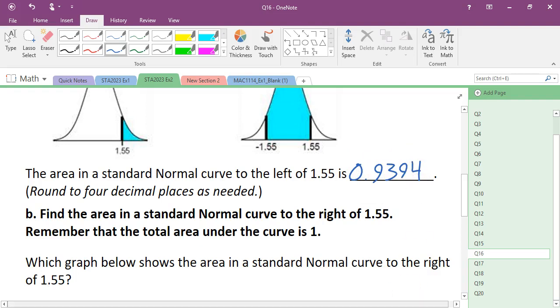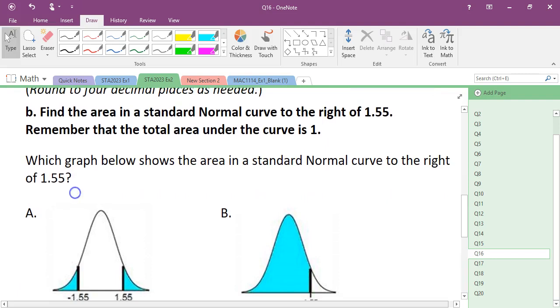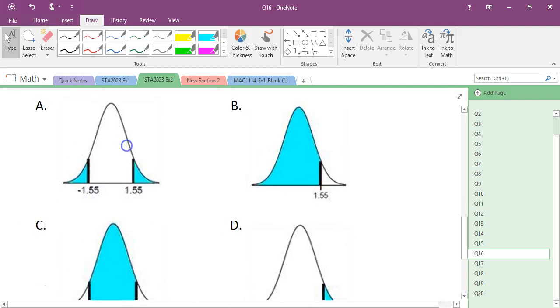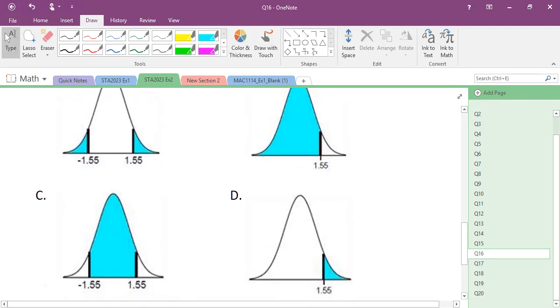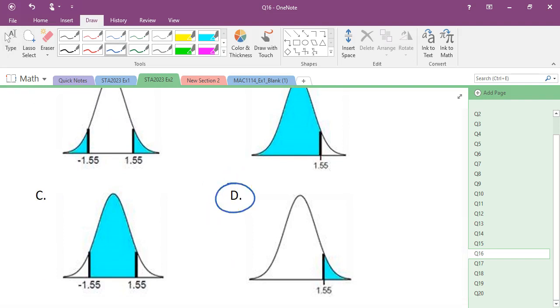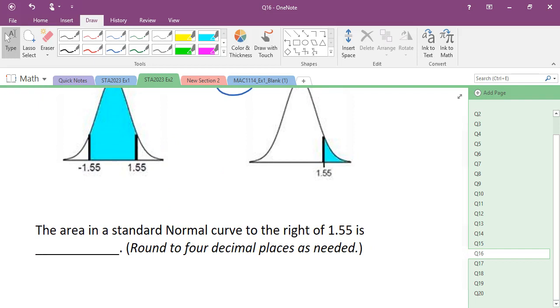0.9394. All right. Find the area under the standard curve to the right of 1.55. Remember, the total area under the curve is 1. So which picture represents to the right of 1.55? D. Perfect. And now we want to find that probability.